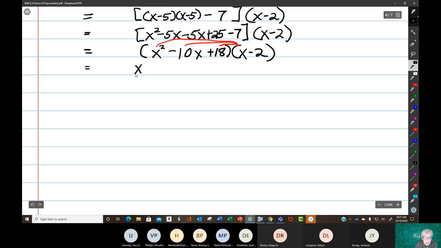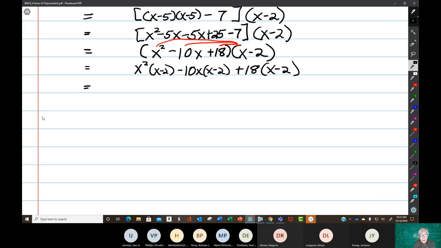So we will have x squared times x minus 2, minus 10x times x minus 2, plus 18 times x minus 2. Now, almost done. x squared times x, x squared times minus 2. Negative 10x times x, negative 10x times minus 2. 18 times x, 18 times minus 2.